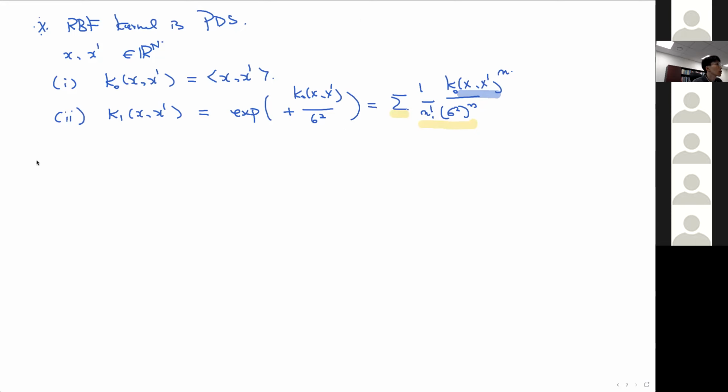Then the last bit is what I told you: if you normalize K1, that gives us the RBF kernel.